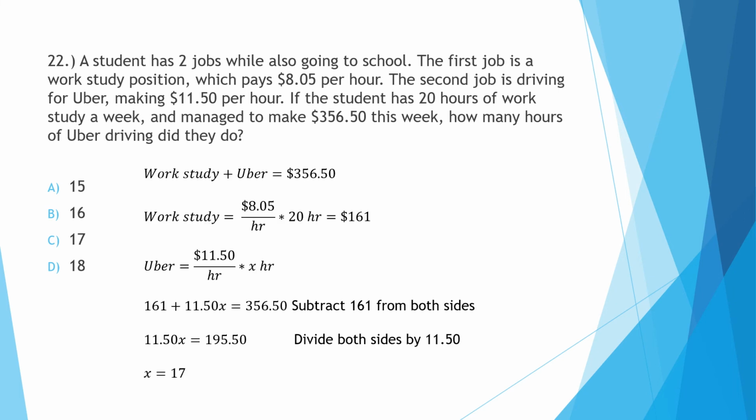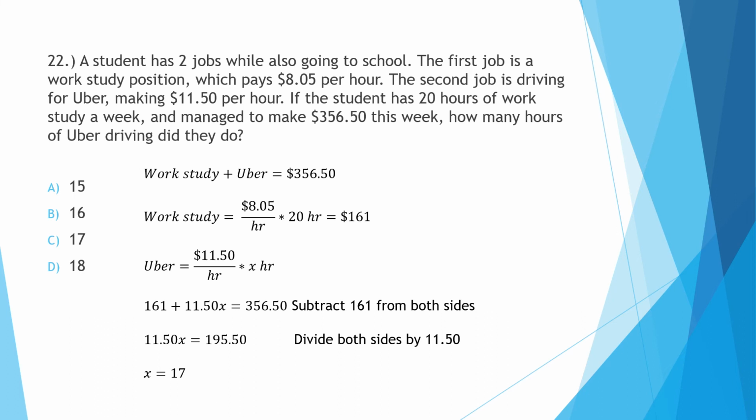Well, we can split this into our work-study money plus our Uber money is going to be equal to $356.50. We know exactly how much we made from work-study, and that's just $8.05 per hour multiplied by our 20 hours for a total of $161. For Uber, we don't know how many hours we worked, but we do know our hourly rate.